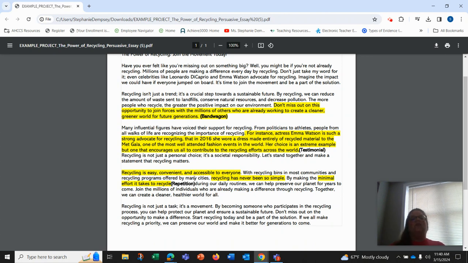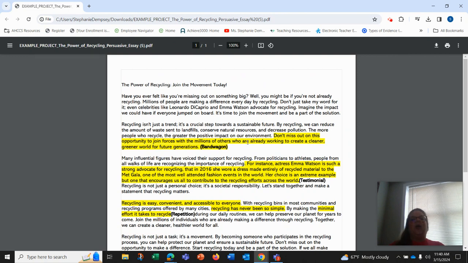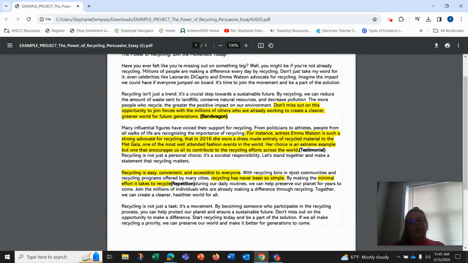"Recycling is easy, convenient, and accessible to everyone. Recycling has never been so simple, minimal effort it takes to recycle." I highlighted this part where recycling is being repeated. And then in parentheses, I put repetition. So your writing will have an intro, a paragraph that looks like three persuasive and propaganda techniques used, and then state which they are after you highlight them in parentheses, and then a concluding paragraph. So altogether, 3.